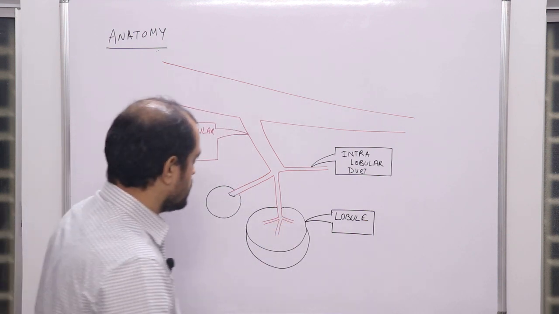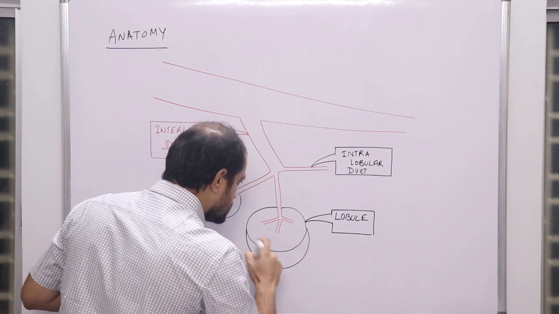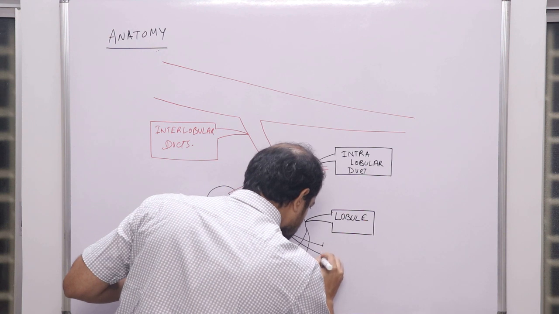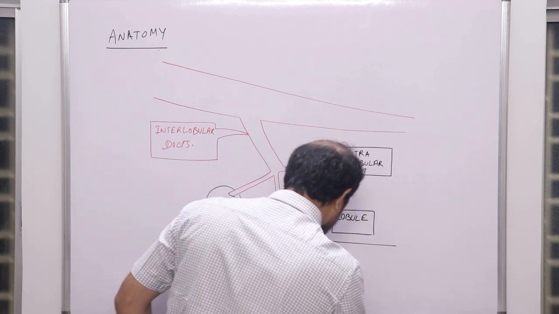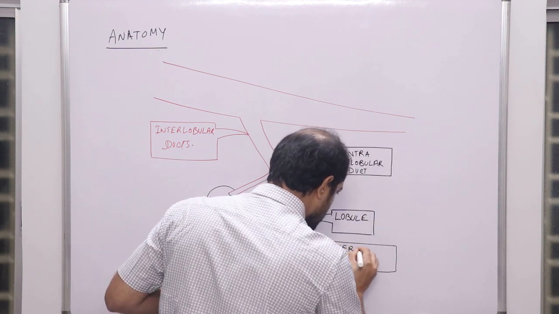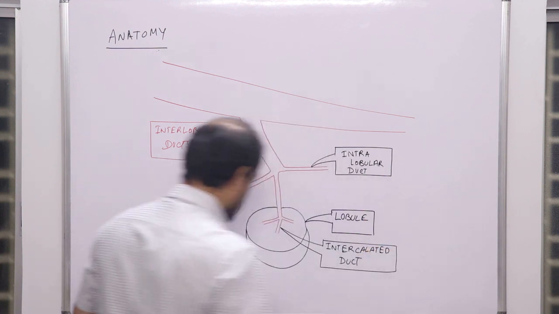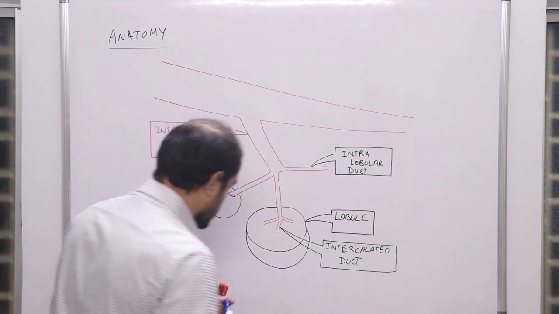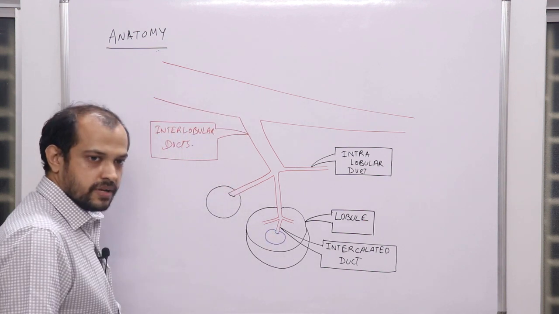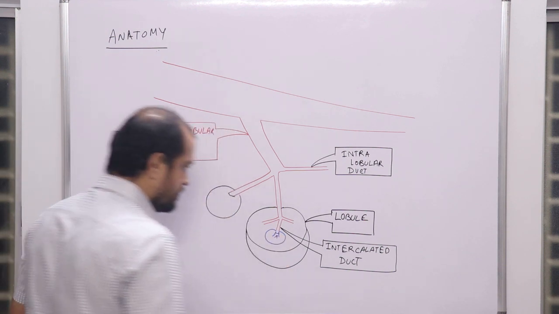Okay, now listen, the division of these intralobular ducts, these ducts are called intercalated ducts, okay. Now this intercalated duct actually enters an acinus, clear. This intercalated duct actually enters the acinus.